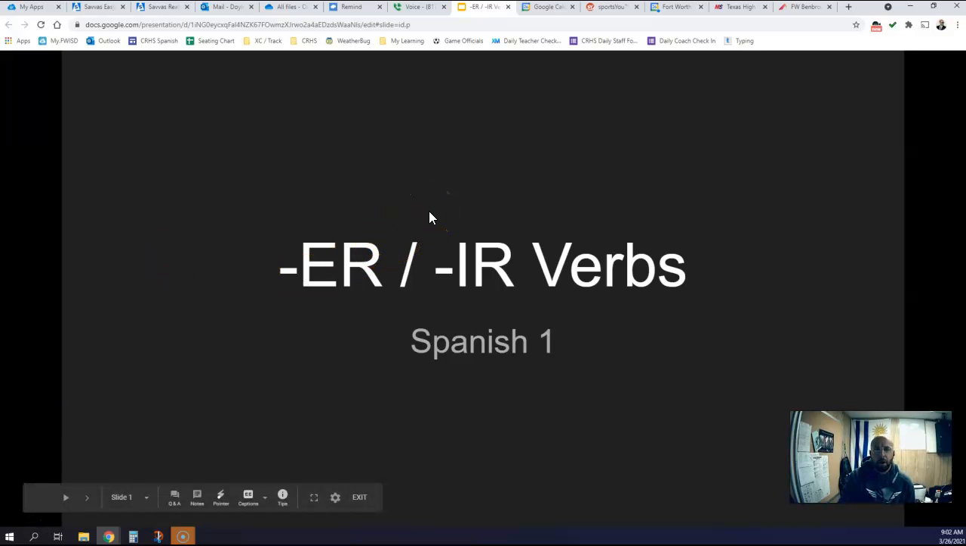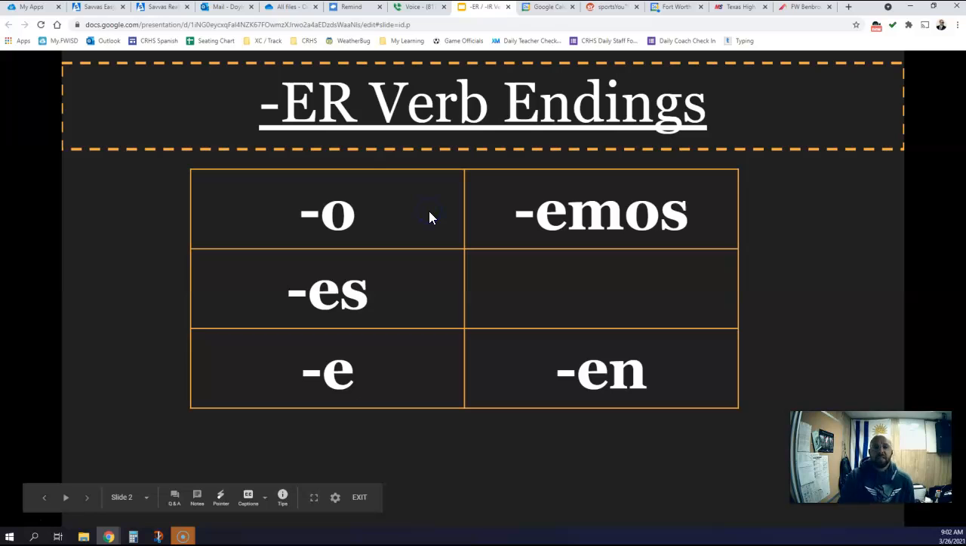All right, so our first set of endings. Again, these go with our subject pronouns. These are our ER endings, for the verbs that end in ER in the infinitive form. O, es, emos, en. Notice that the yo form has the same ending.